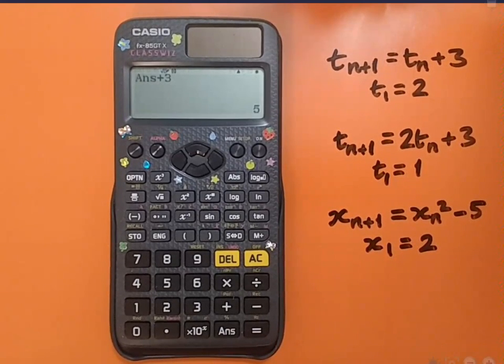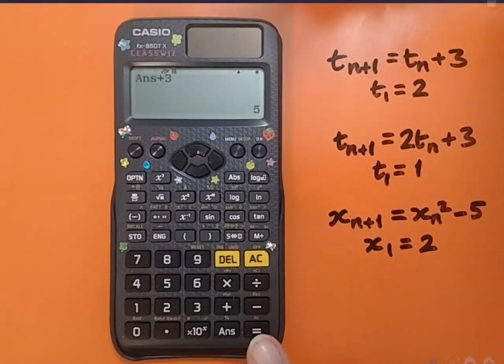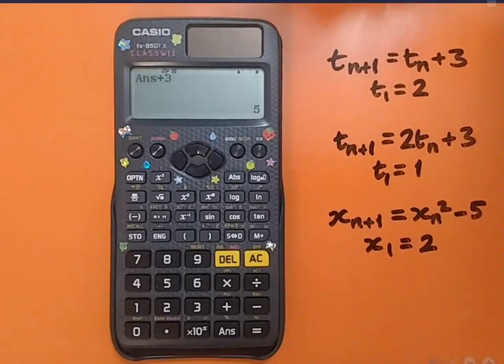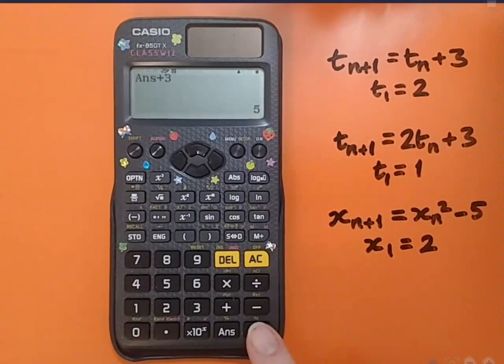And now that is our ANS. And we don't have to put the whole thing in again. We just press equals again, and it takes this ANS and it puts it in here. So it does 5 plus 3 and gives you 8. And then we press equals again to get the fourth term, adds 3 again and gives us 11.